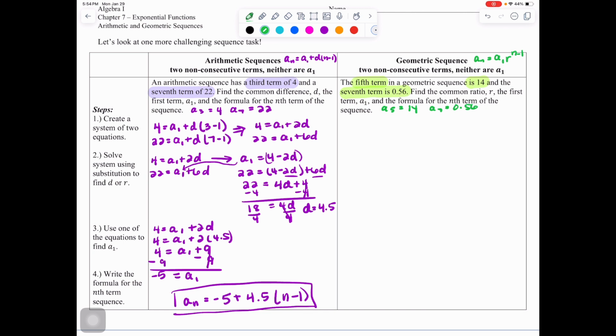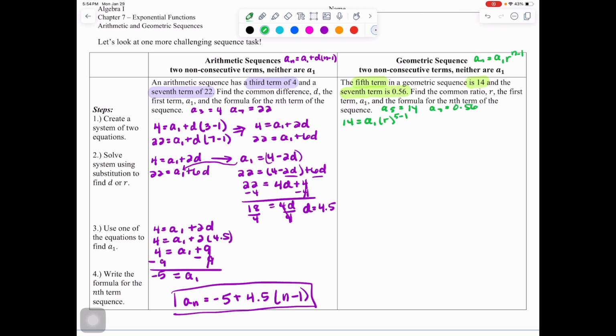So we're going to create a system of equations just like we did before. We'll start with the fifth term, which I know is 14. That's going to be equal to a sub 1, which I don't know, times the ratio, which I don't know. But then instead of writing n minus 1, I'm going to write 5 minus 1 because I know 14 is the fifth term, so n is 5.